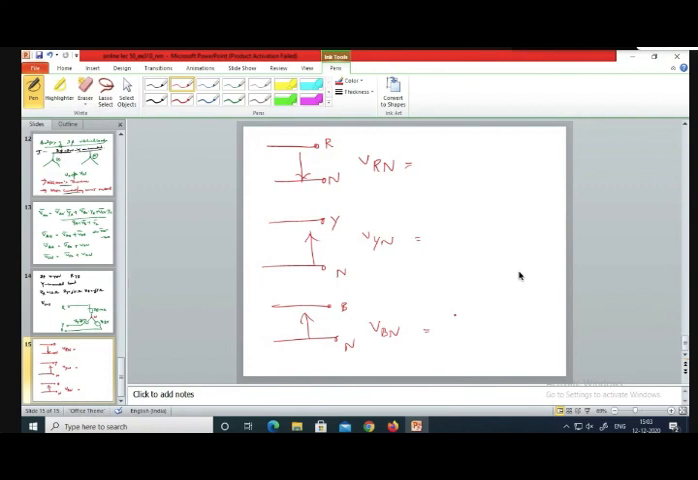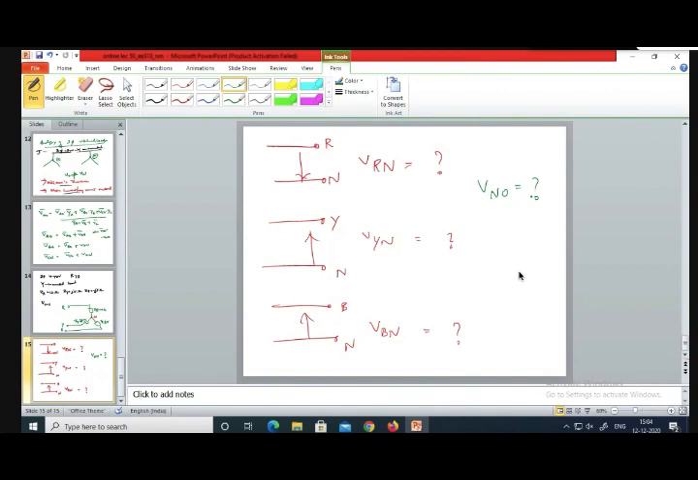There is a VRN, VYN, and VBN. Also, we have to find out the potential difference between neutral and star point. So there's a voltage potential between the neutral of the load and the star point of the supply side. So you are supposed to find out VNO.